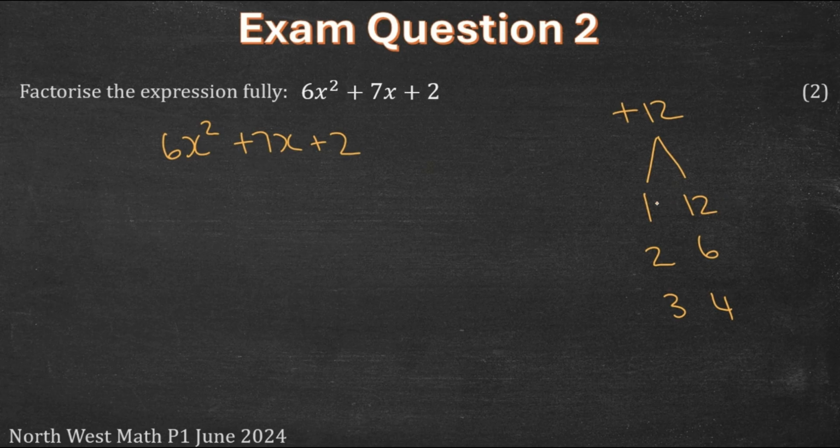1 plus 12 gives us 13. 12 minus 1 is 11, not this pair. 2 and 6, if I add them, I get 8. If I subtract 6 minus 2, it gives us 4. So this number pair won't work either.